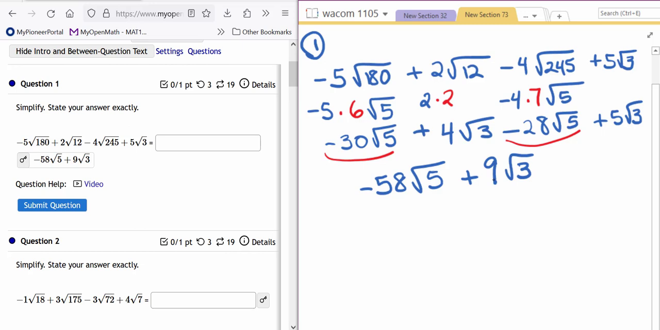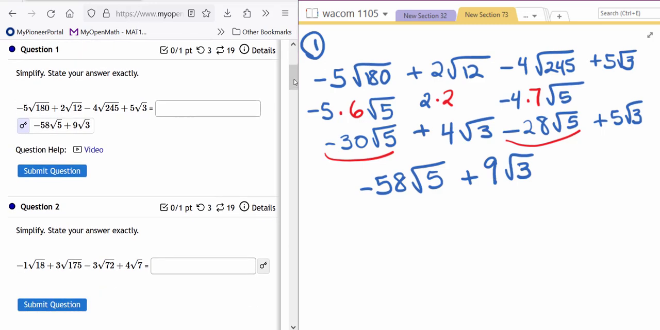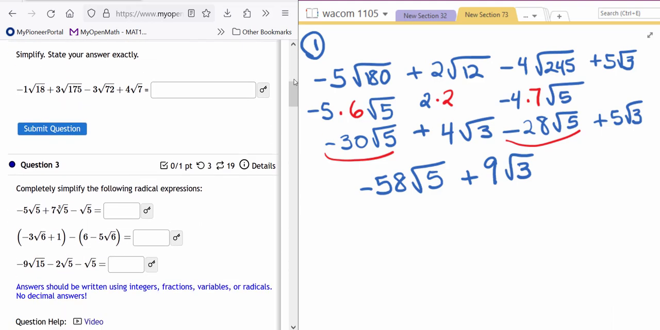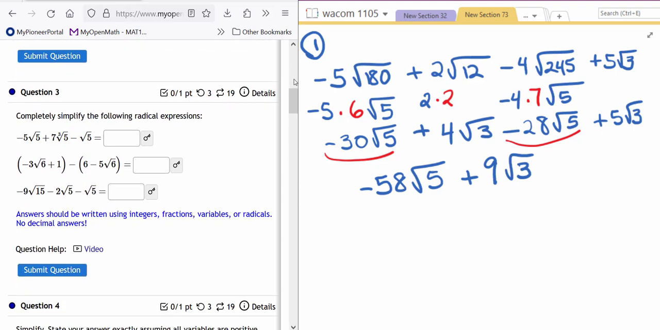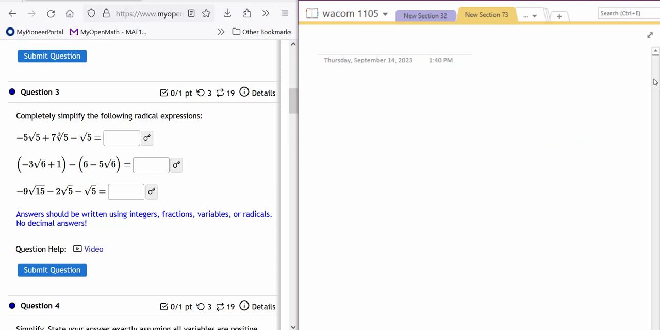Sorry about that. All right, I'm going to skip that other one just because it's very long and it's the same kind of work. This one looks really different. It's 3 questions. They've just put it all in one thing. And on the first part, you have to make sure they are like radicals. You don't have to break any down on this one.